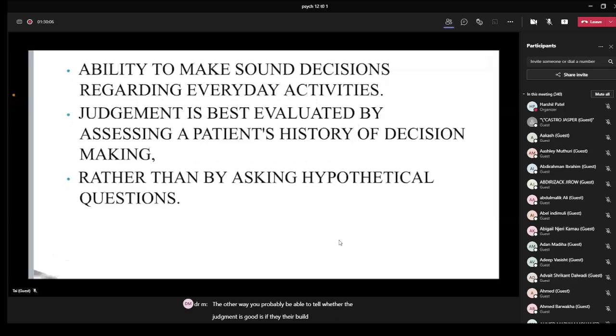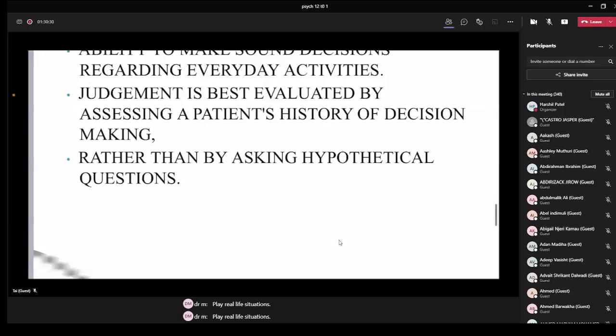The other way you'd probably be able to tell whether the judgment is good is if they have the ability to make sound decisions regarding themselves, the environment in which they are in, and avoid being hypothetical when you are assessing judgment. Give them real life situations.